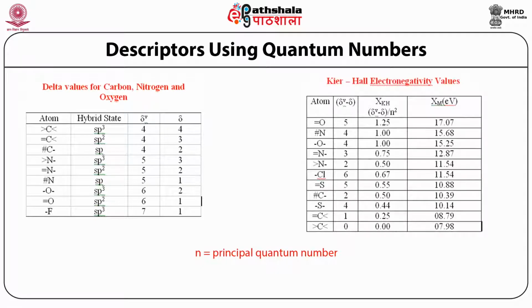There is another very important electronegativity value called the Kier-Hall electronegativity value. Instead of using only delta V and delta, one uses delta V minus delta divided by n square, where n is the principal quantum number. And this is highly correlated with the electron volt, which is shown here on the left table, in the second column, third column, and the fourth column. These two correlate very well and have been utilized quite well in different cases of prediction.